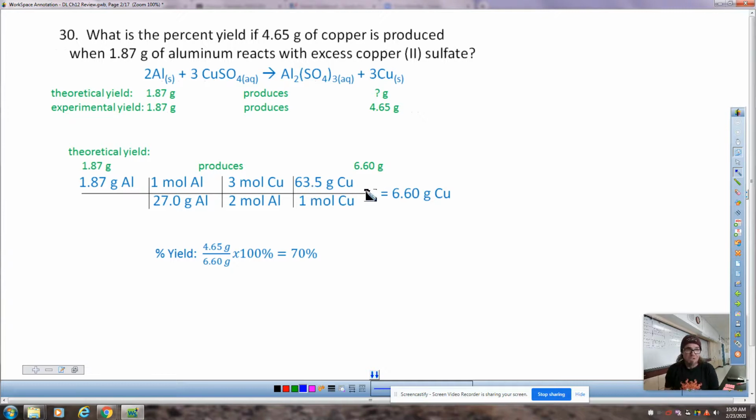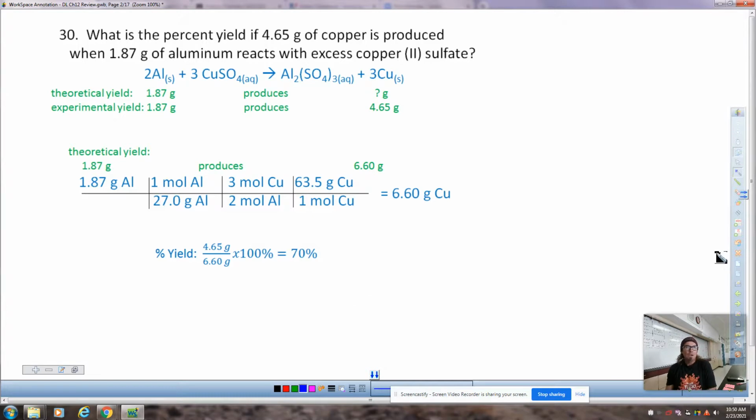Theoretically, we're supposed to produce 6.6 grams of it, but because of whatever happened with our experiment, we only produce 4.65 grams. So you divide the experimental yield by the theoretical yield, and we see that experimentally we only yielded 70% of what we should.